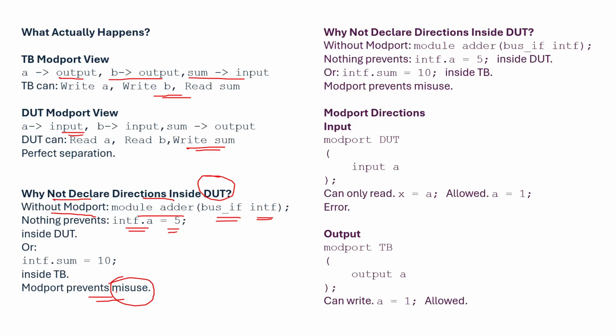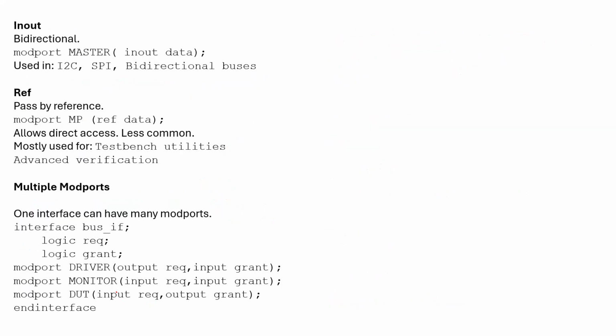So modport DUT signals: input A, and then modport DUT output A. Okay, so then both are allowed. Sometimes inout signals are there. That means input for the DUT, output for the TB, and then that means bidirectional signals.